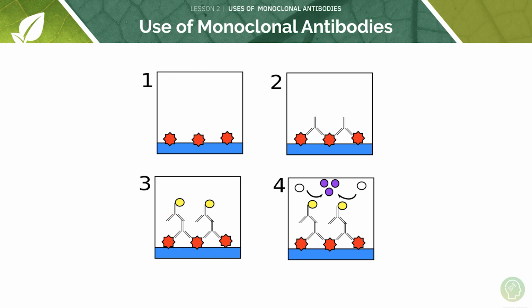We're then going to wash all of that, so we're going to remove any unbound secondary antibody. And then what we're going to do is add a label, which is then going to introduce a colour change when the substrate is added. So when we add our substrate, a colour change will be induced, and this will show that we have this binding scenario happening.